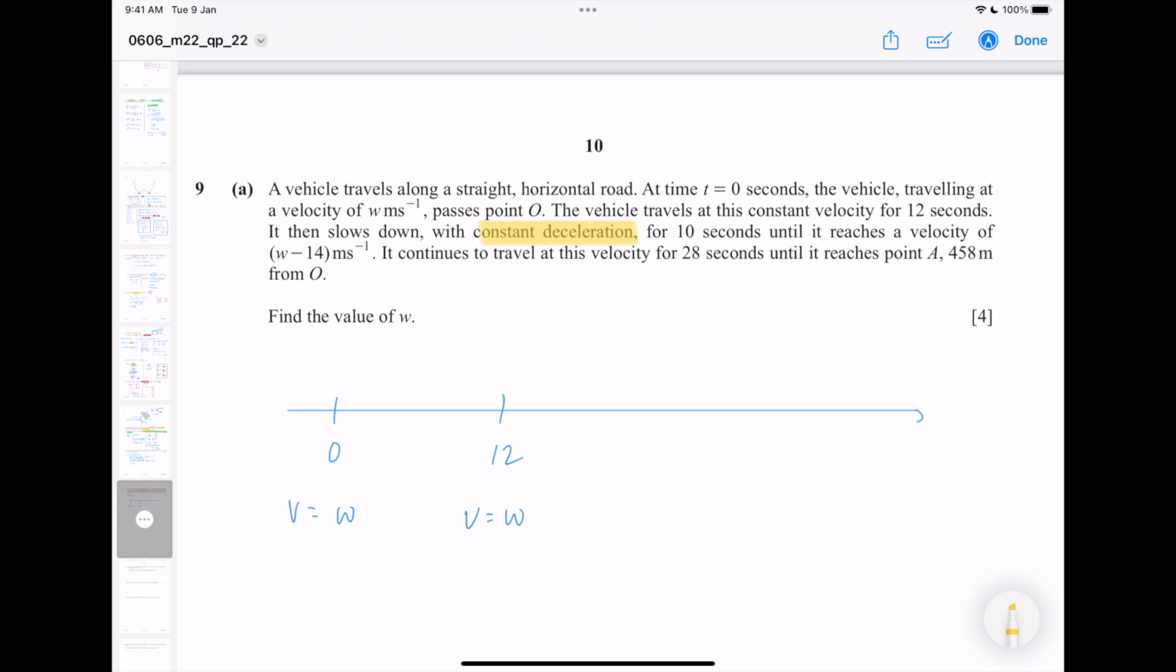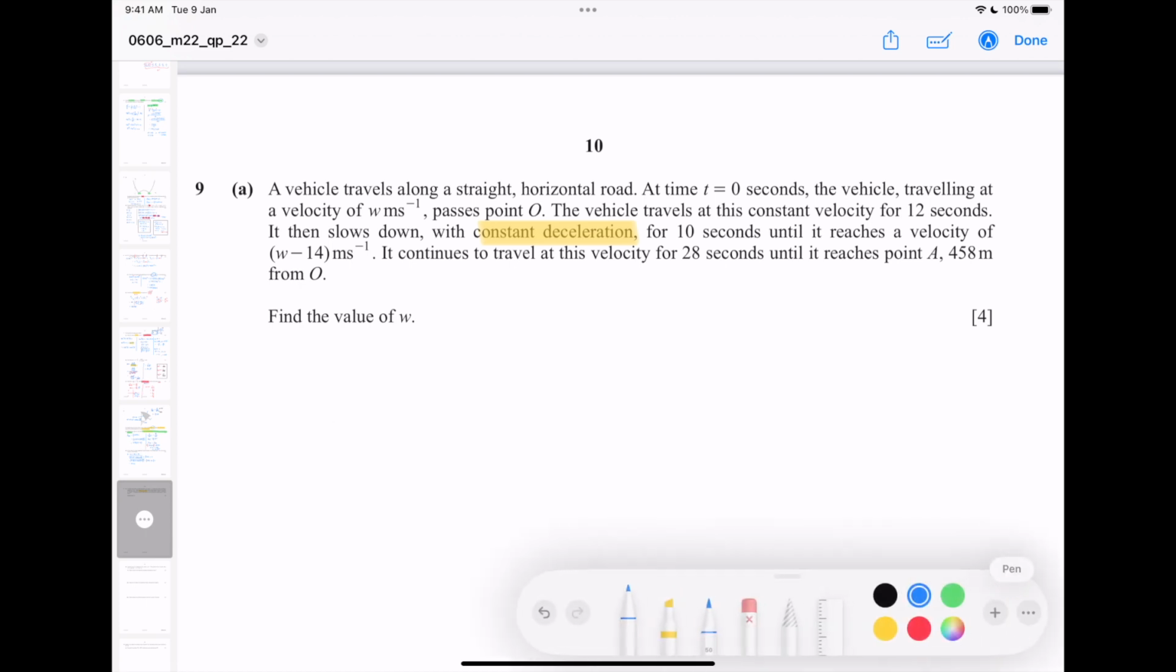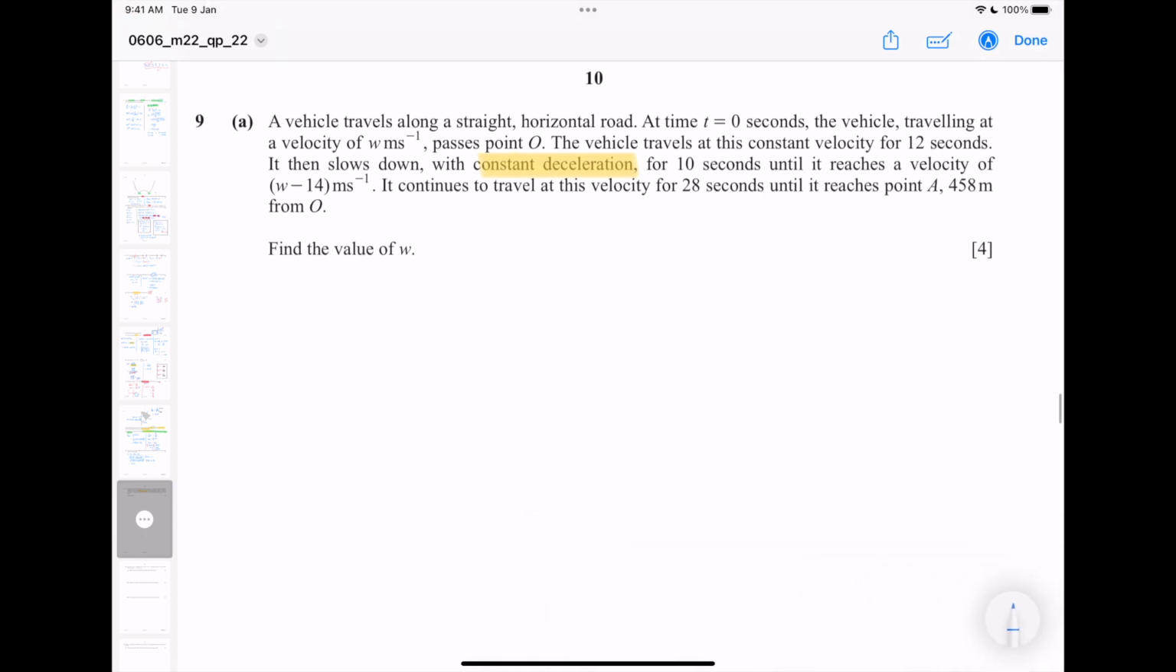So I can't do this anymore. I actually have to draw the graph. So let's draw the graph for this speed, time, distance thing. This is going to be time in seconds, and up there, it's going to be velocity, in meters per second. Starting with O, I start with W. And then for 12 seconds, I'm still at W, so straight line.